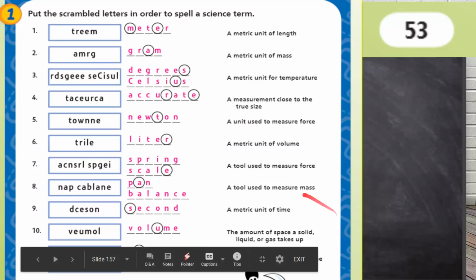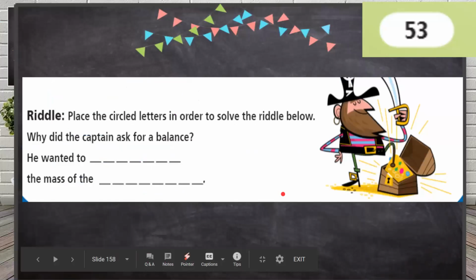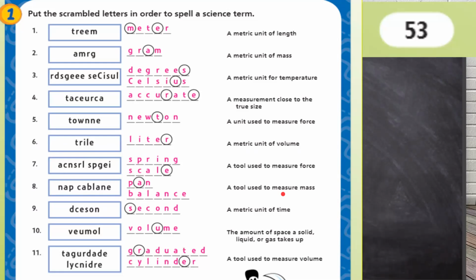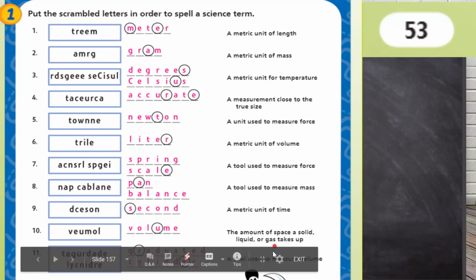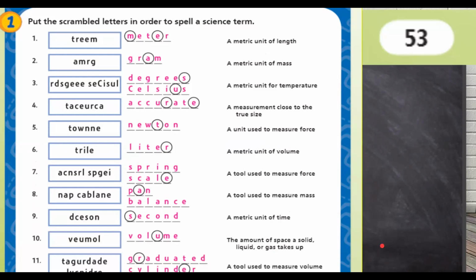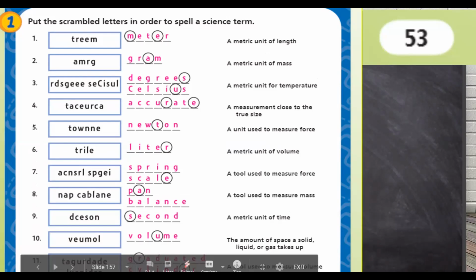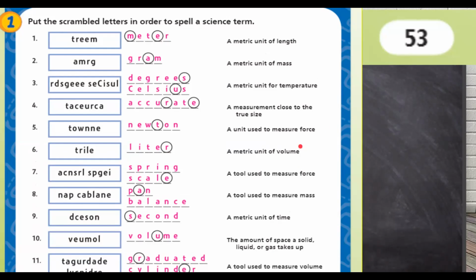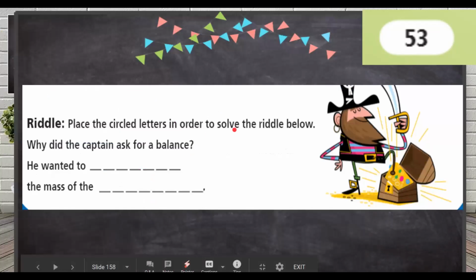And guys, the last one, who can read it? Graduated cylinder. Yes, what's a graduated cylinder? That measures volume. Yes, a tool that measures volume. Okay, guys, so after you collect the letters over here, you are going to unscramble them to answer this question.